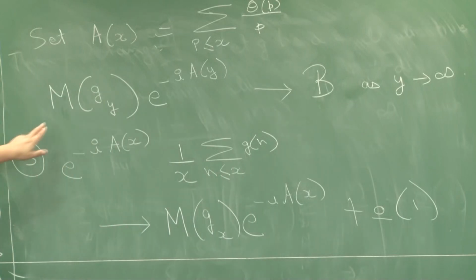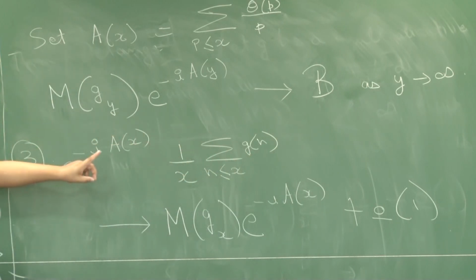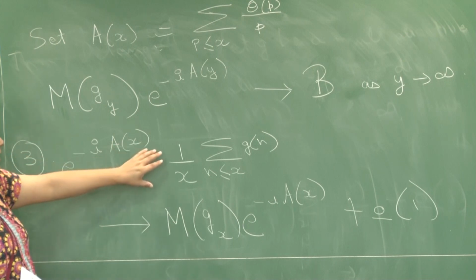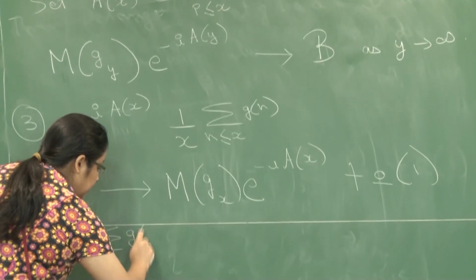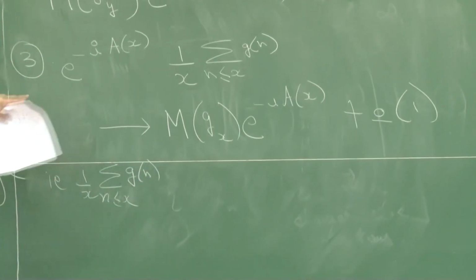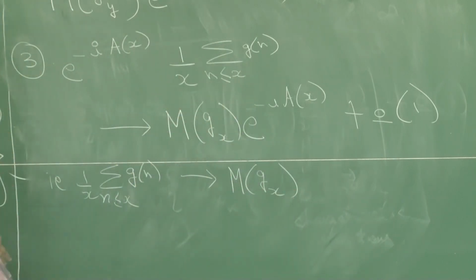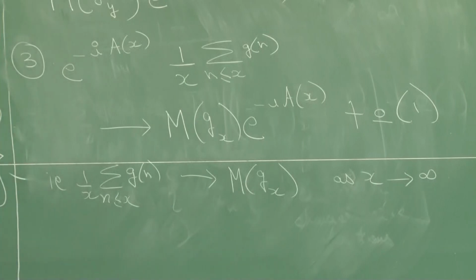Okay, so using the fact that these elements converge to some finite limit as y goes to infinity, we are able to derive that the average order or the mean value of g of n multiplied by e to the minus i A of x, the suitably constructed function, gives you something nice, and from this you can deduce immediately that your 1 by x, which is the quantity that you are after, converges to m of g sub x, which is exactly what you were looking for, as x goes to infinity. And this proves the theorem.